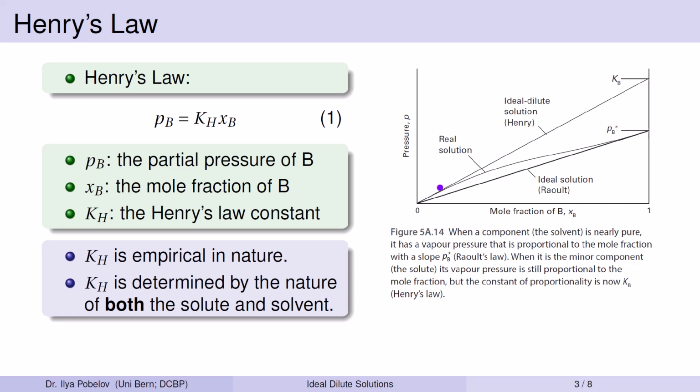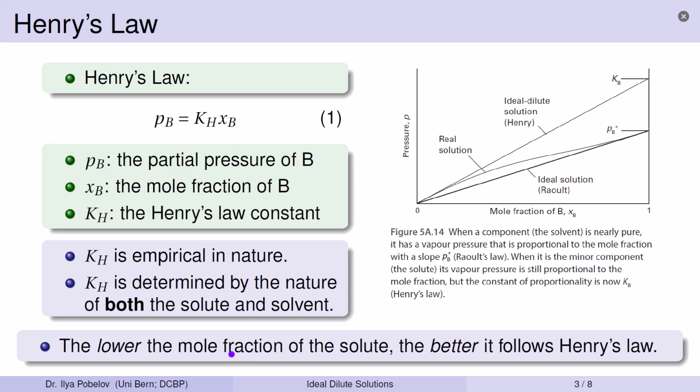When it is a minor component or solute, its vapor pressure is still proportionate to its mole fraction, but the constant of proportionality is now Henry's law constant. In other words, the vapor pressure of the solute follows Henry's law when its mole fraction is small. Henry's law is more accurate for dilute solutions. The lower the mole fraction of the solute B in the solution, the better it follows Henry's law.